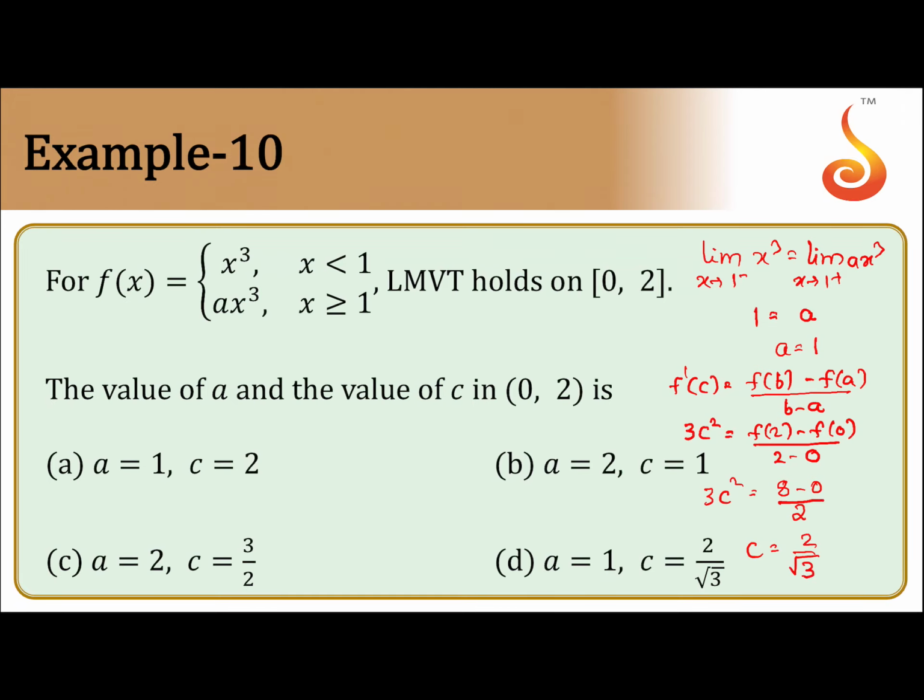We take only the positive value because it must lie between 0 and 2. From this, what we observe is option D is correct. a equal to 1 and c equal to 2 by root 3. Simple Lagrange's mean value theorem.